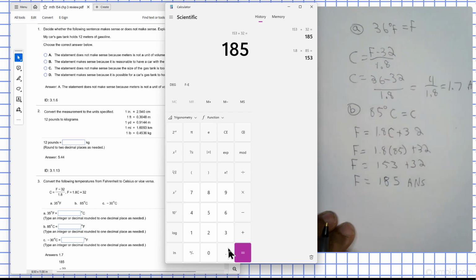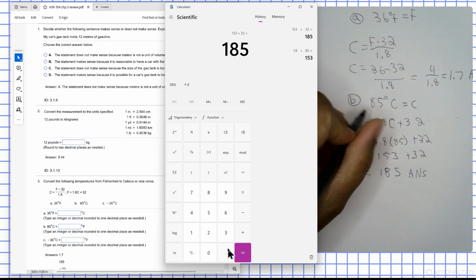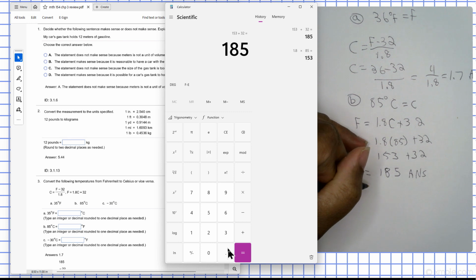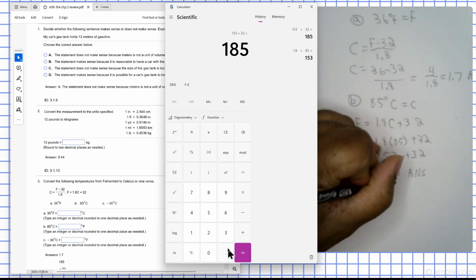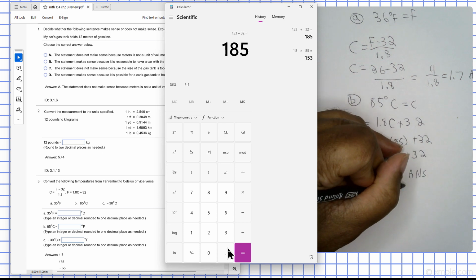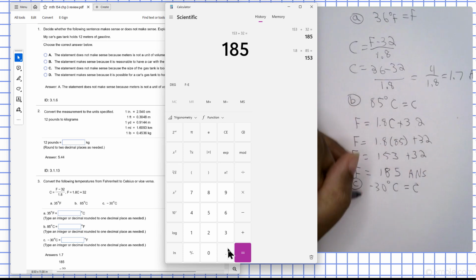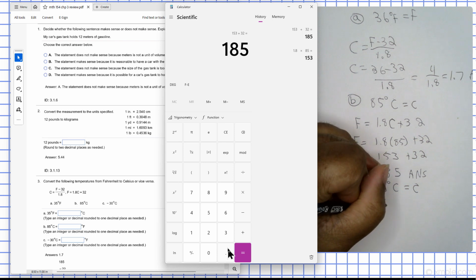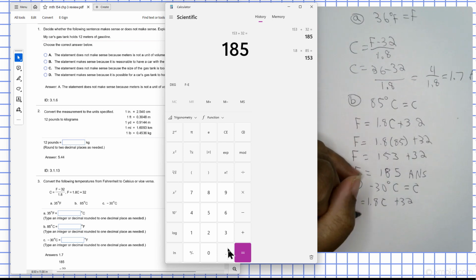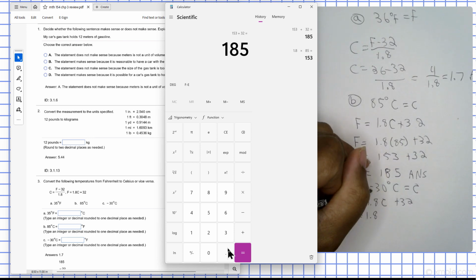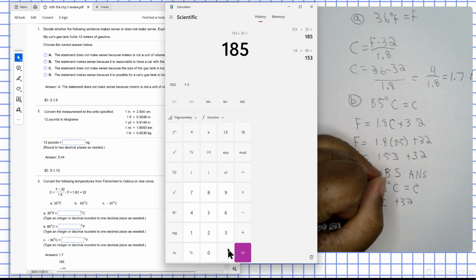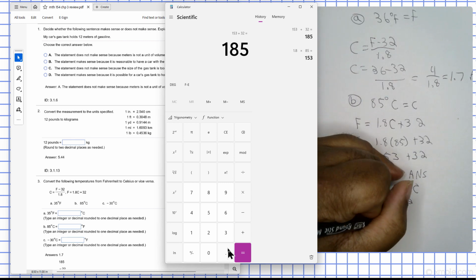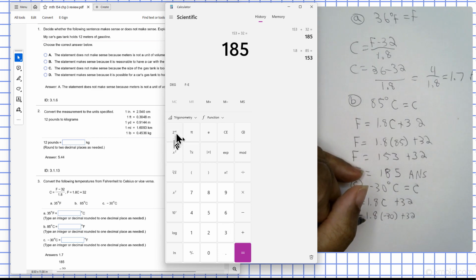For part C, they give us minus 30 degrees Celsius. So that's our C, and they want us to find the F. The formula for Fahrenheit is F equals 1.8 times C plus 32. We plug in 1.8 times a negative 30 plus 32.